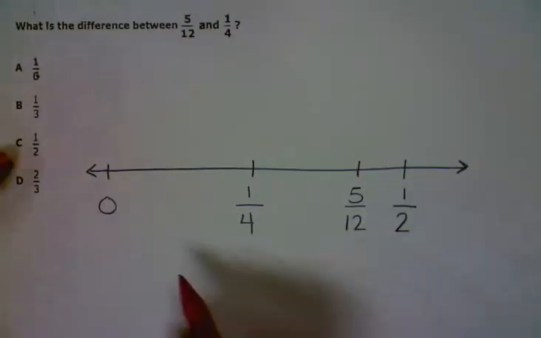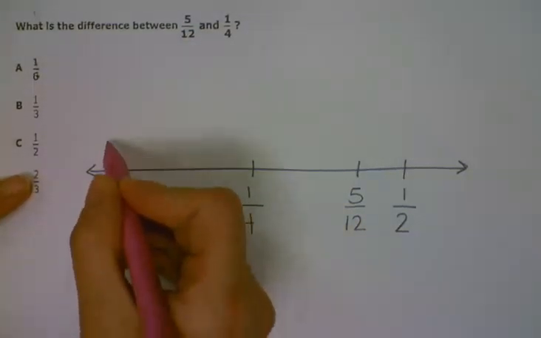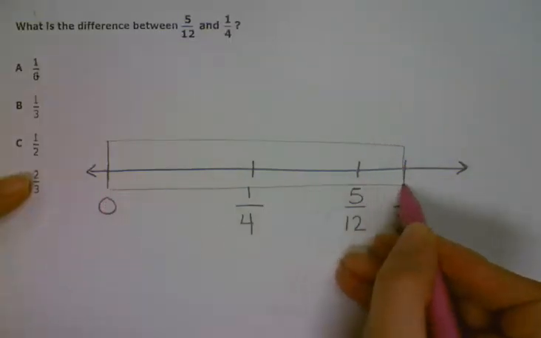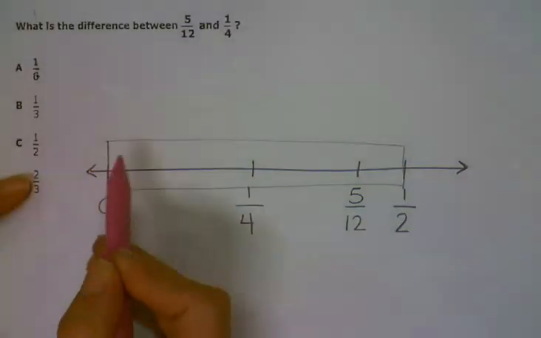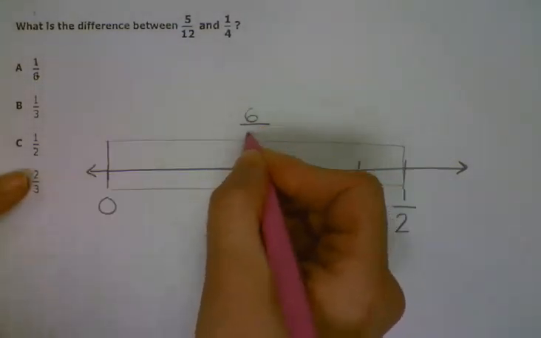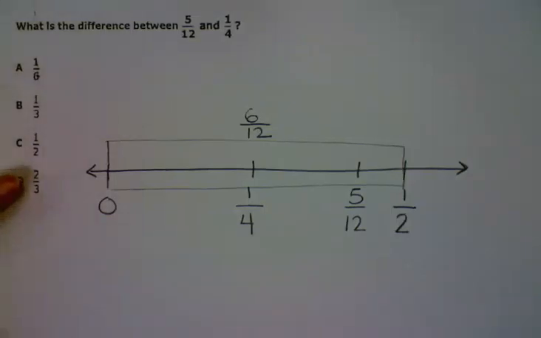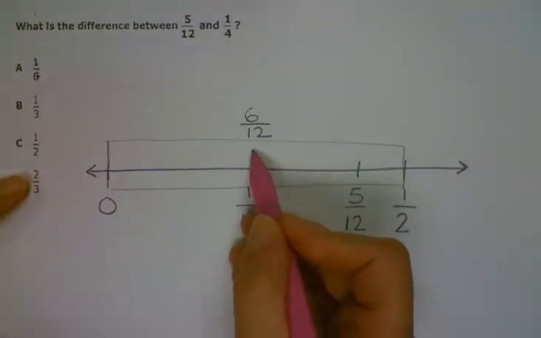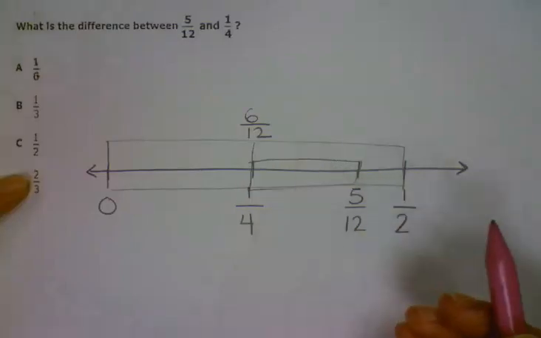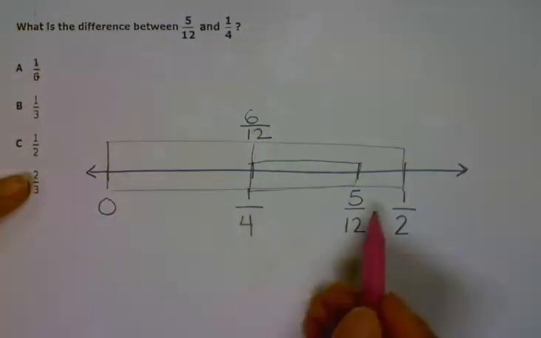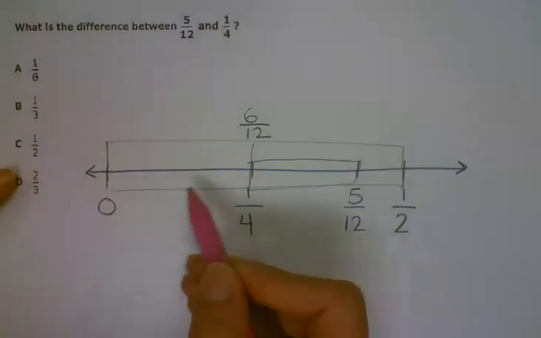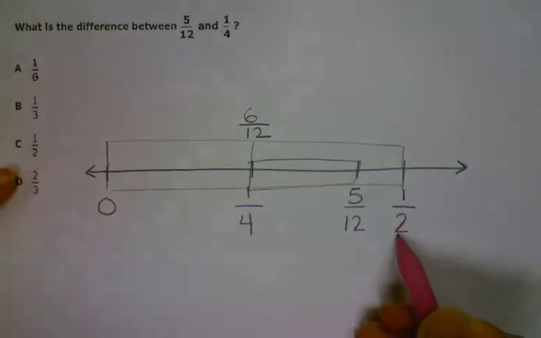First, I'm going to think about 12ths and what I know about 12ths and 1/2. I know from 0 to 1/2, this whole section is equivalent to 6/12. For my question, I'm wondering just about this part, 1/4 and 5/12, but I'm going to use the 6/12 to help me. So I see that from 0 to 1/2 is equivalent to 6/12.